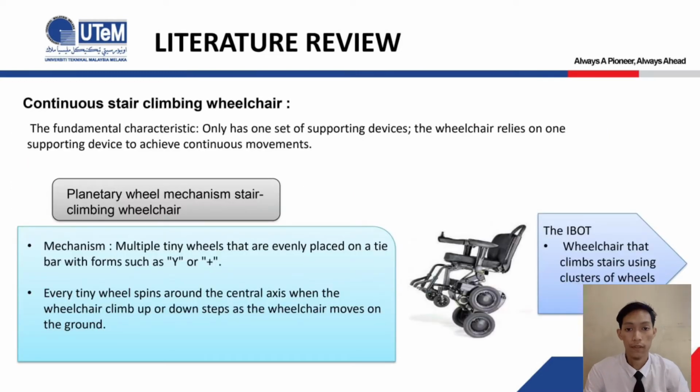Okay, first for the continuous stair climbing wheelchair. The fundamental characteristic is that it only has one set of supporting device. The wheelchair relies on one supporting device to achieve continuous movement. Okay, for its first mechanism, the planetary wheel mechanism, it has multiple tiny wheels that are evenly placed on a tie bar with a form such as Y or plus. Then every tiny wheel spins around the central axis when the wheelchair climbs up or down a step as the wheelchair moves on the ground. As you can see here, the iBot wheelchair climbs stairs using a cluster of wheels.